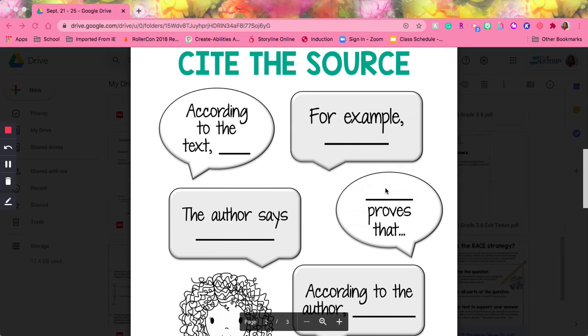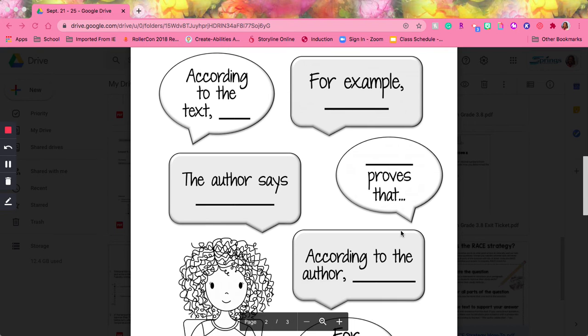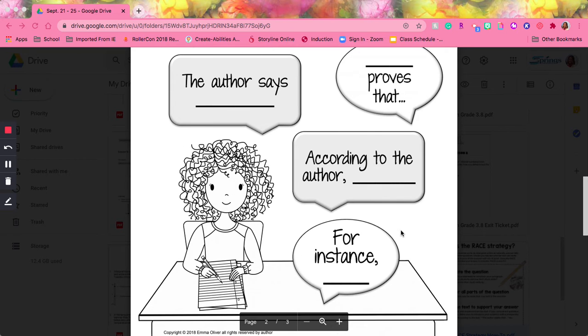So let's look at some examples of how to cite a source or how to introduce a cited source. You could say, according to the text. For example, the author says. You could state your citation or your evidence and say, that proves that, according to the author, and for instance.